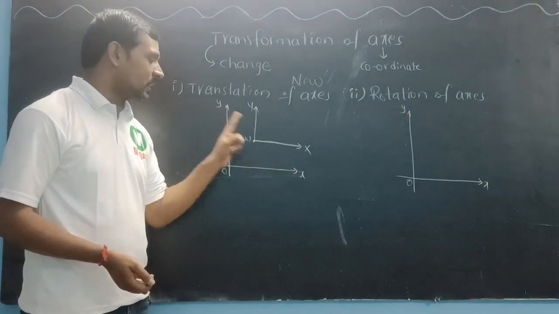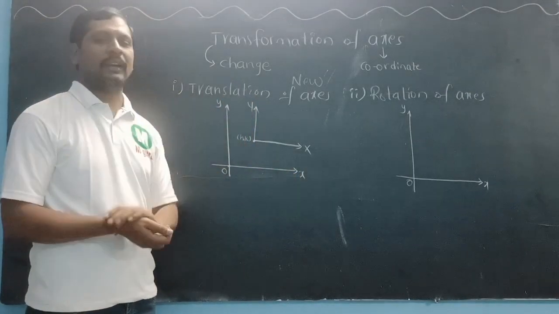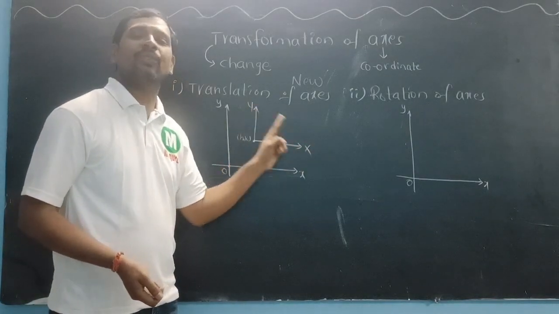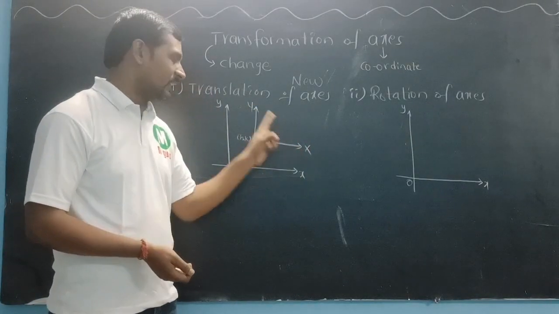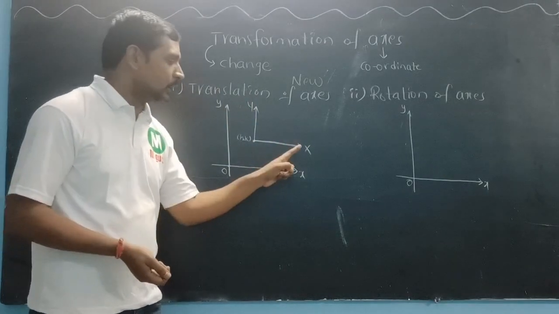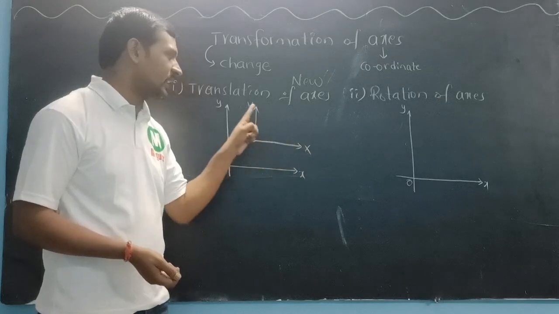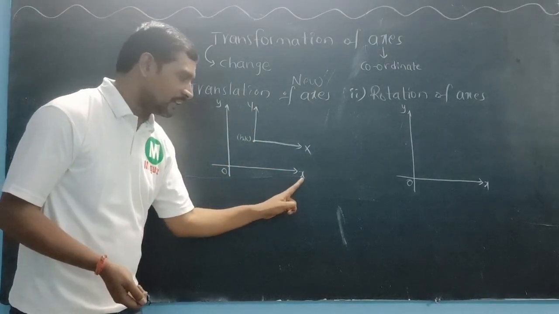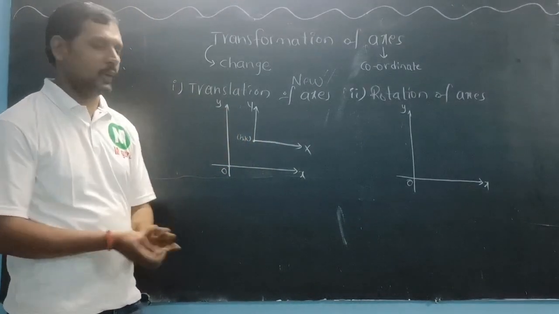So this is called the original coordinate system, whereas this is called the transformed coordinate system, otherwise change of axis, otherwise new axis. The new axis representation is with the capital X and capital Y, whereas the original system we are representing with the small x and small y.